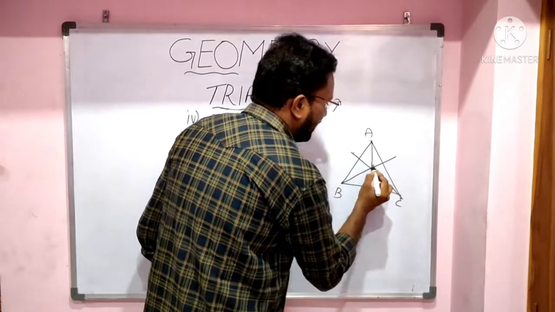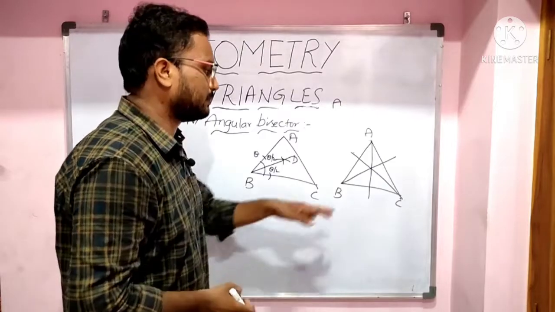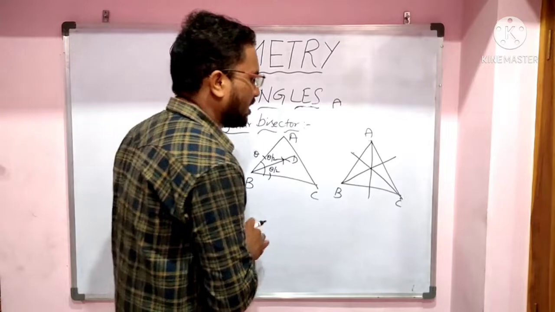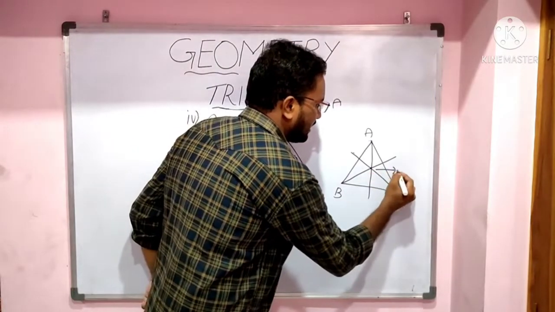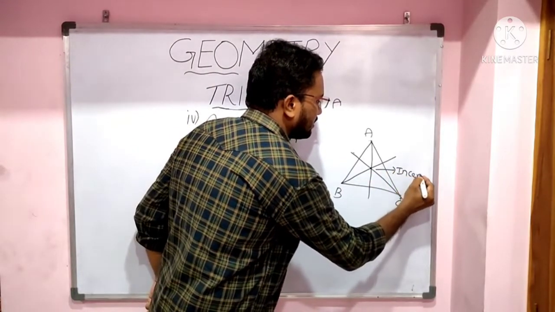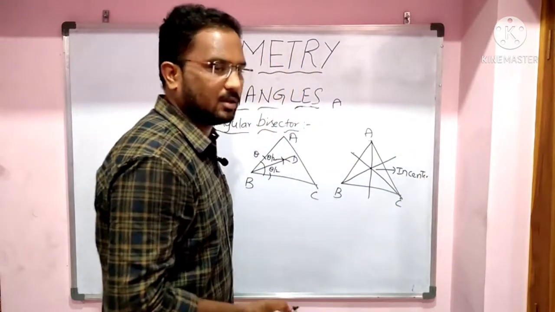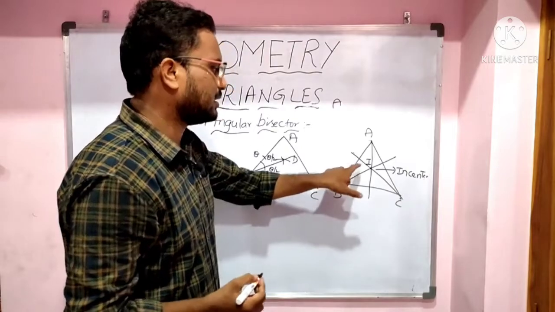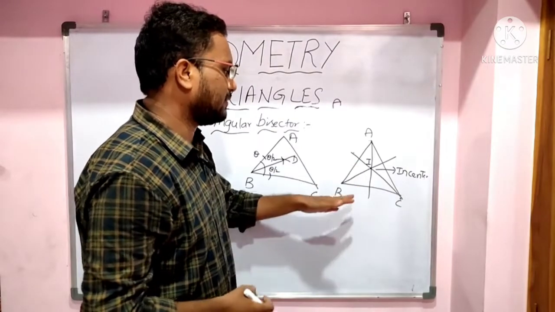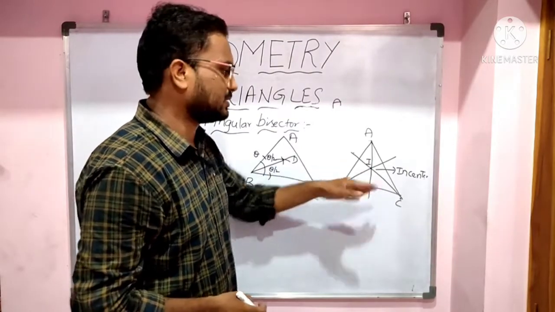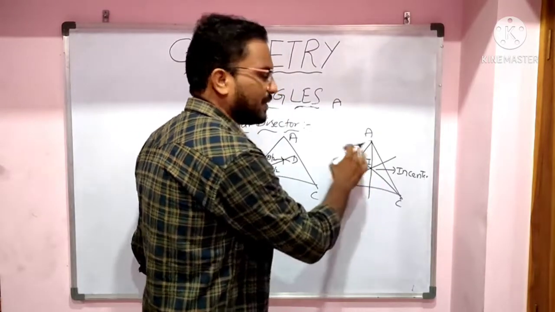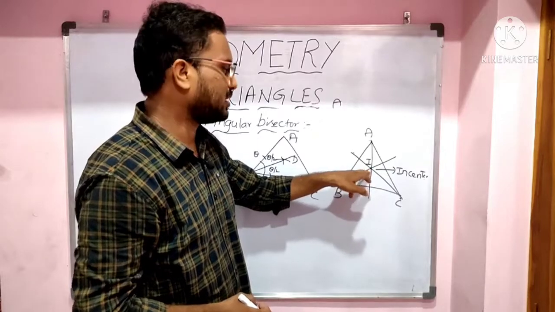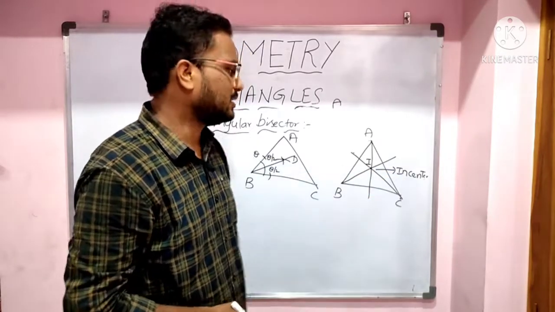All these three angle bisectors are concurrent, and this meeting point we call the incenter. I is the incenter. In a triangle we can draw three angle bisectors, and all of them are concurrent, that means they will meet at a single point, and this point we call the incenter.